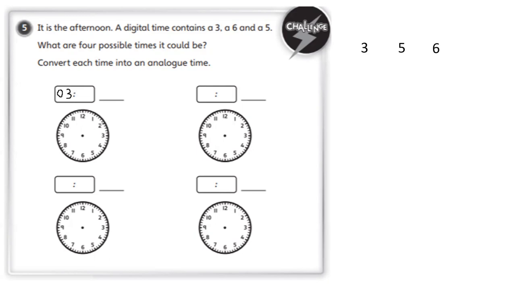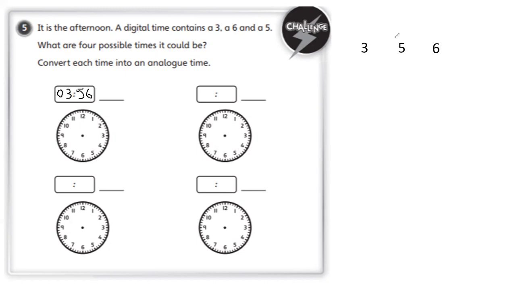So if I've got this as 3, which of these can I use? So it contains one of each in all of them. So for this one, I've got 3, and I could have 3:56, couldn't I? So that's one of my times. I could have 3:56. Now, what if I turned these two digits around? Could I have 3:65? I wonder if any of you have really thought quickly, no, that won't work. And the reason for that is because there are only 60 minutes in an hour, and that 65 is bigger than 60, so I can't have that one.